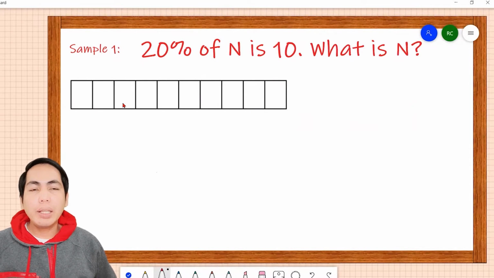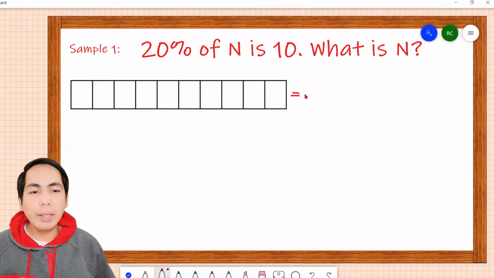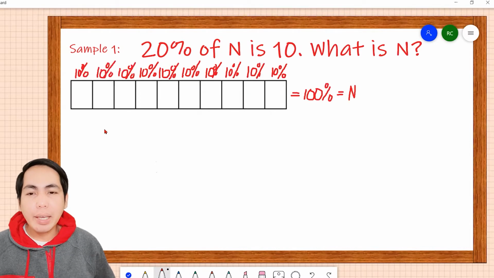So we know that the whole block represents the 100%, which is equivalent to the total, which is the base. So in this case, represented by n. Since the block is divided equally into 10 units, each unit is 10%. 20% is equivalent to 2 units or parts, and these 2 units or 2 parts are equivalent to 10. So meaning to say that the value of each unit is equivalent to 5.